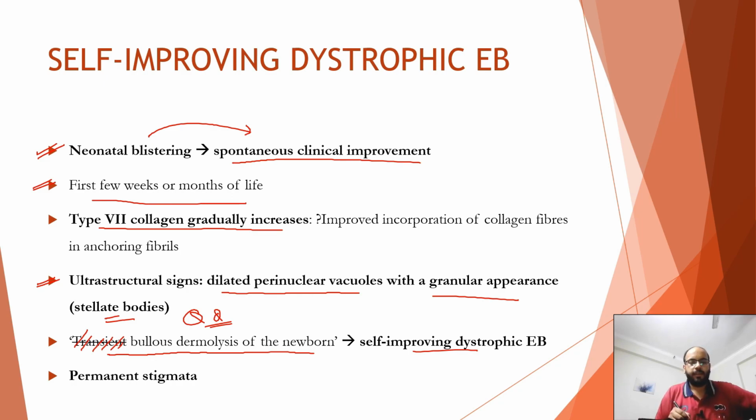A child with self-improving dystrophic EB will have permanent stigmata. Now, what is stigmata? Stigmata are signs of disease, signs of prior disease. So a scar is a form of stigmata, a mark on the body which shows that you might have suffered from a certain disease. So there are permanent stigmata present in the case of self-improving dystrophic EB because the lesions have healed with scarring.